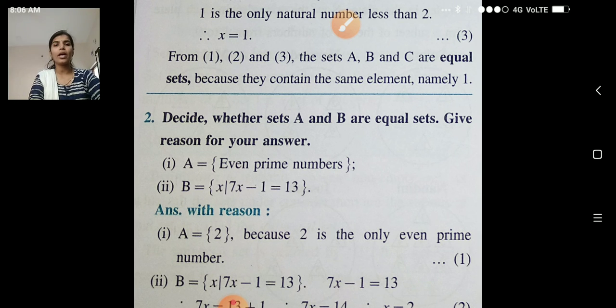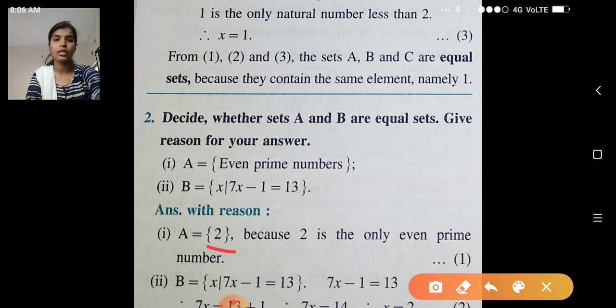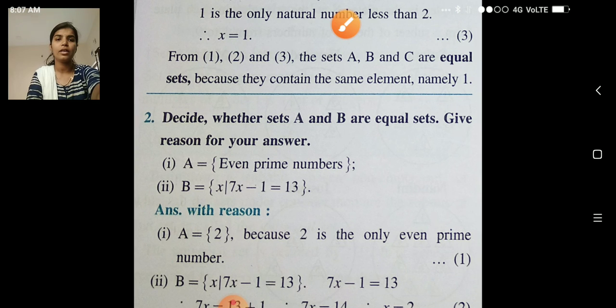A is even prime numbers. So we know that prime numbers are divisible by the number itself and 1. So the even prime number is 2 only. Here you see the even prime number is 2, because 2 is the only prime number that is even; it is divisible by 2 and 1.